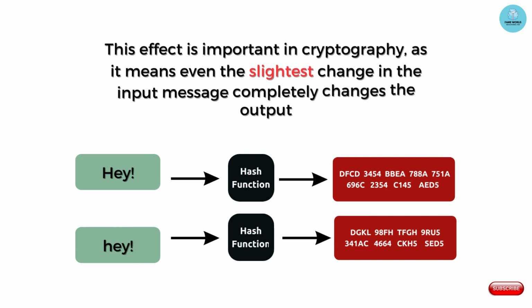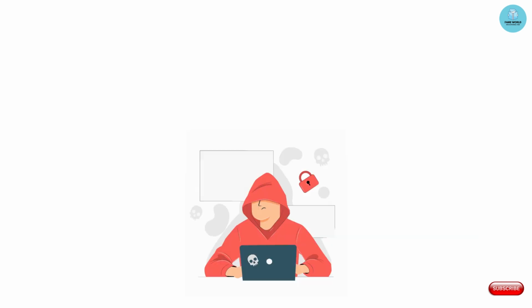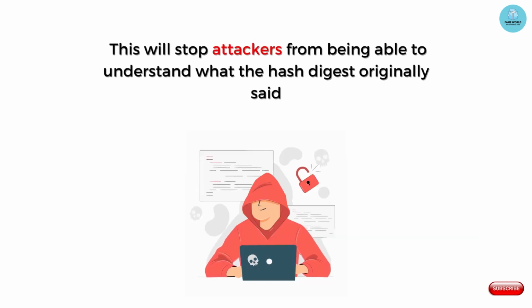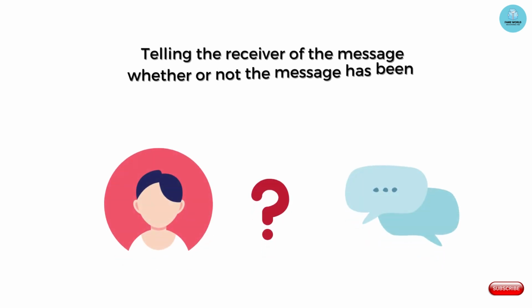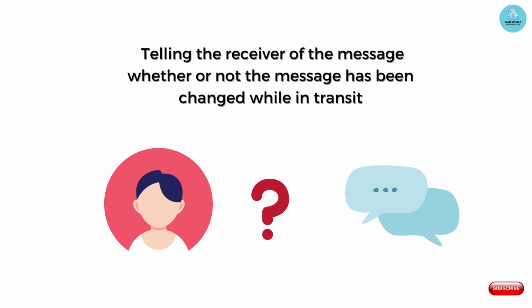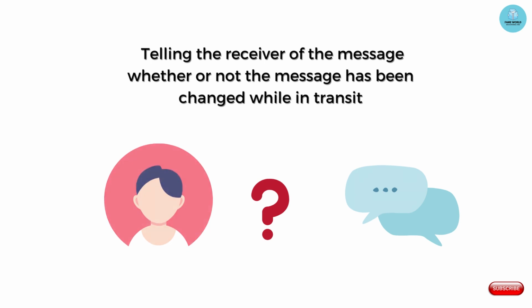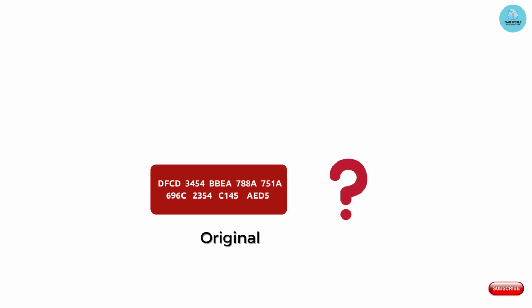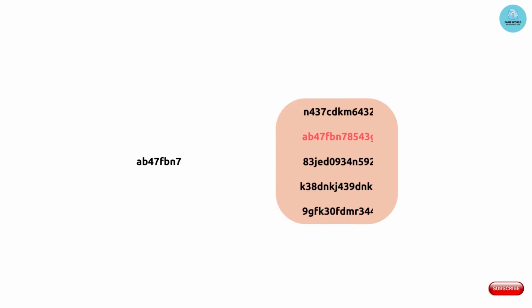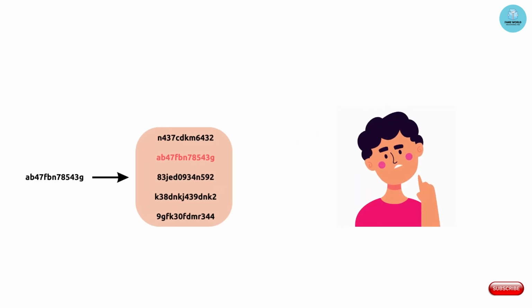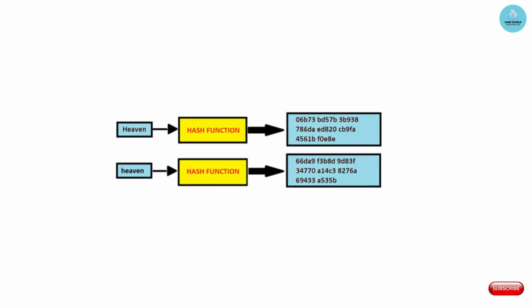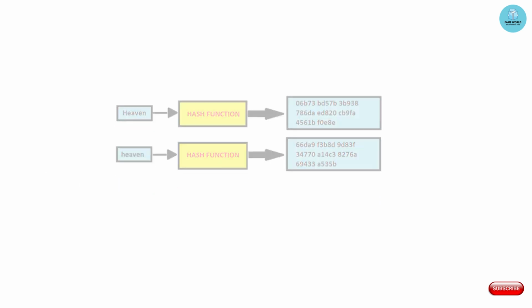This effect is important in cryptography as it means even the slightest change in the input message completely changes the output. This will stop the attackers from being able to understand what the hash digest originally said and tell the receiver of the message whether or not the message has been changed while in transit. SHAs also assist in revealing if an original message was changed in any way. By referencing the original hash digest, a user can tell if even a single letter has been changed, as the hash digest will be completely different.